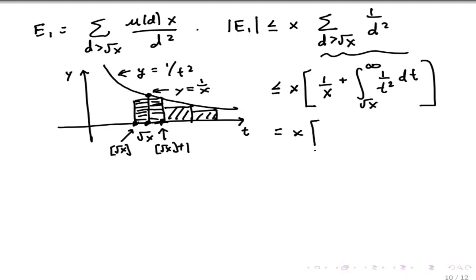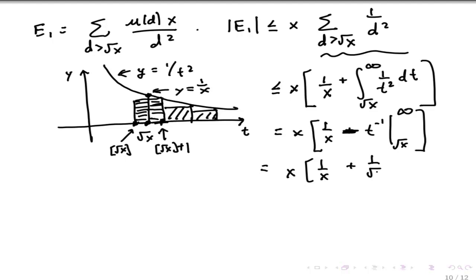So we have x times the quantity 1 over x, and then this is t to the negative 1, going from root x to infinity. So that's x times 1 over x, and then we'd have 0 minus the evaluation at this one. Oh, and I forgot there's a negative sign coming into play here, a minus. So this is 1 over root x, and we just get 1 plus square root of x. So that's the bound on the first term, E1.